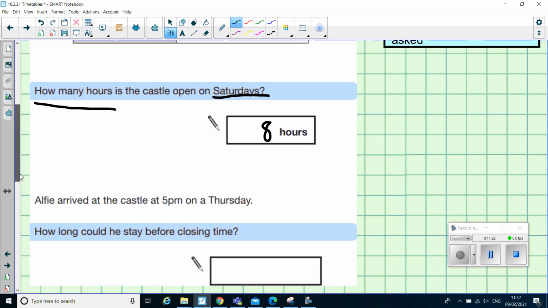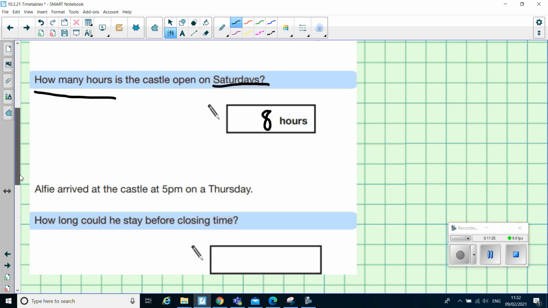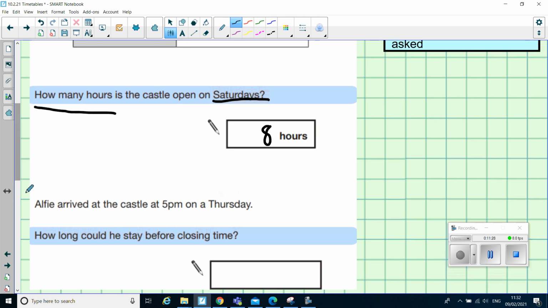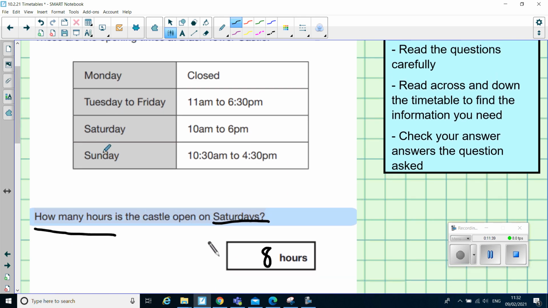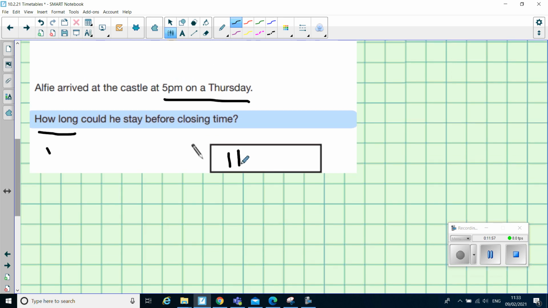Then I've got another question about that same timetable. Alfie arrived at the castle at 5 p.m. on Thursday. How long could he stay before closing time? So I know 5 p.m. on Thursday, and I need to know how long he could stay before closing time. Right, Thursday. Well, Thursday comes between Tuesday and Friday. He arrived at 5 p.m. So he had 1 hour and 30 minutes before closing time. So he arrived at 5 p.m. 1 hour would take him to 6 p.m. and the 30 minutes would take it to 6:30.